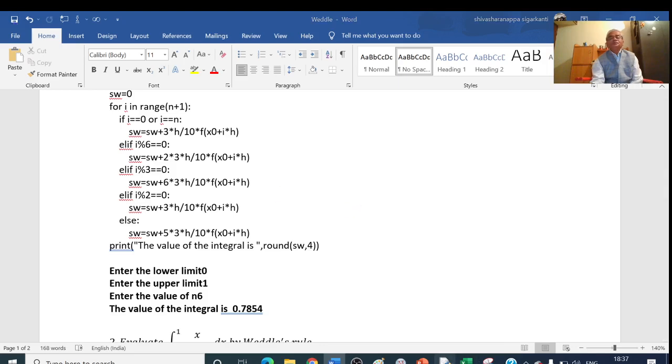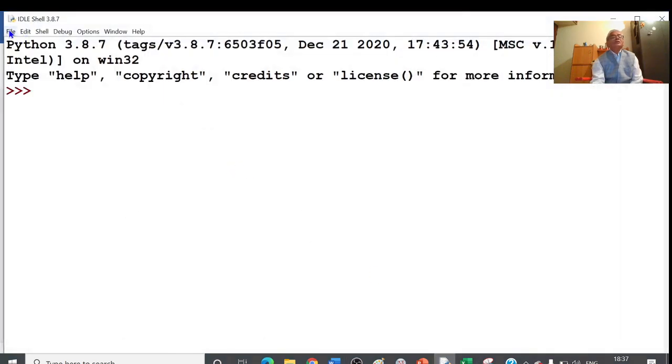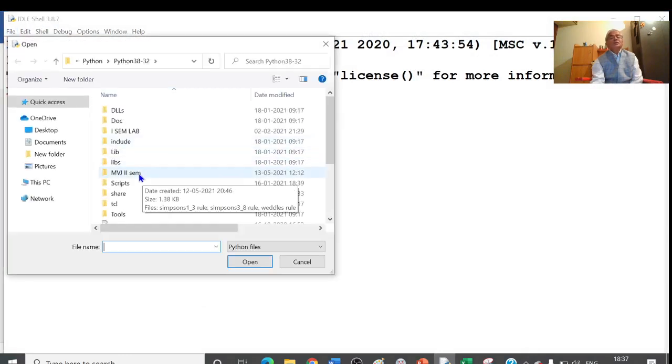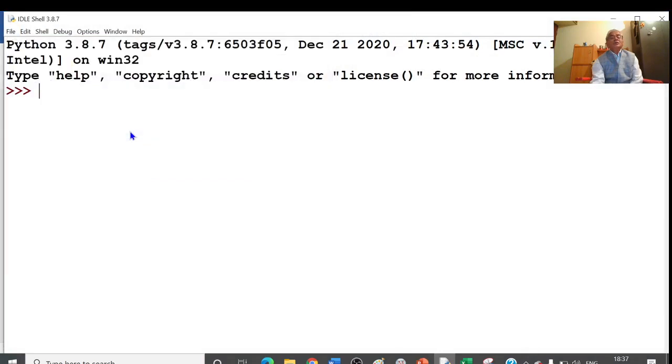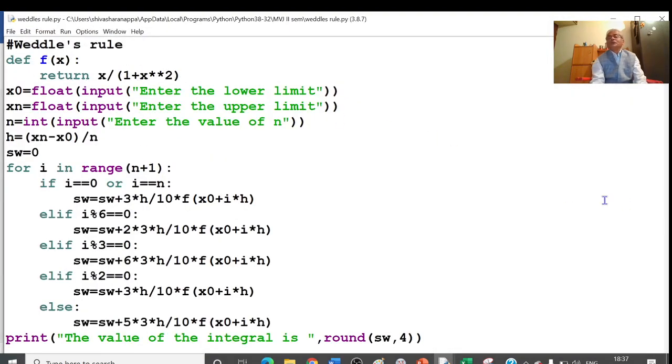Weddle's rule. Yes, this is the program. I have written the comment line. I have defined the function, 1 by 1 plus x square. I am entering the lower limit, the upper limit, and the number of subdivisions. I am finding the value of h, and I am defining the variable SW, initialized as equal to 0.